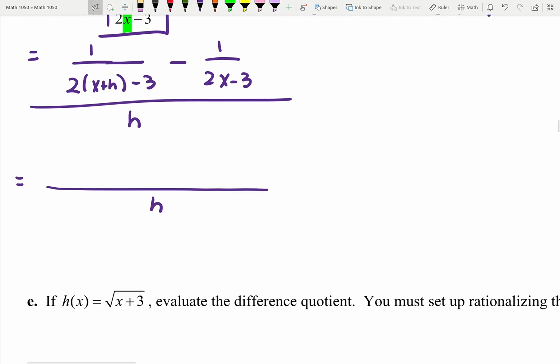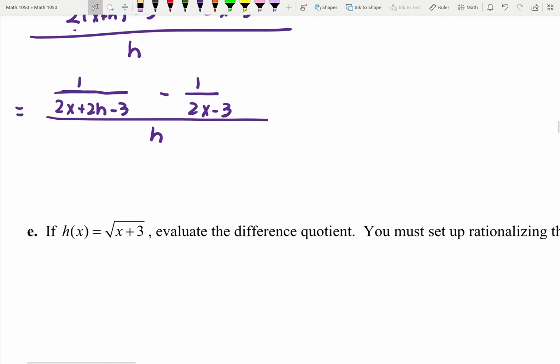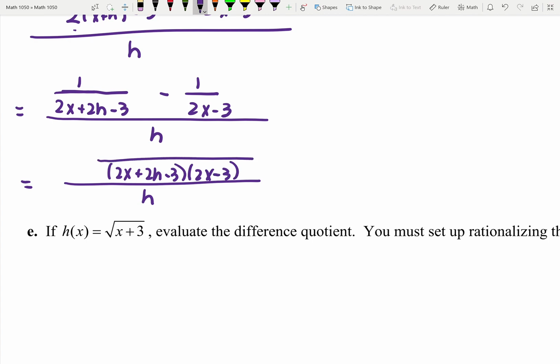Let's simplify this guy right here, this denominator, okay? So it's going to be 1 over 2x plus 2h minus 3, like that. And then minus 1 over 2x minus 3. Okay, common denominator on the top. Just push those together. So it's 2x plus 2h minus 3 multiplied by 2x minus 3. Now I just have to figure out what's on the top. Here's my main division bar, so don't get confused.